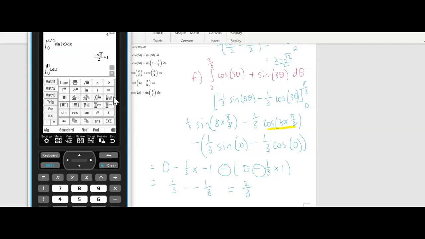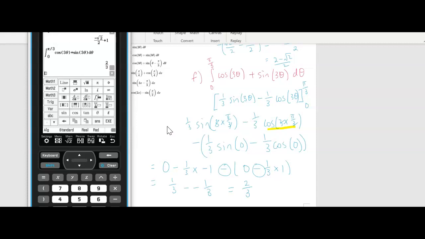So 0 to pi on 3, and we've got cos theta, plus sine 3 theta, and then we just make sure we do d theta. Now, if you want to use x, that's fine. Just make sure when you write any answer, it has theta, not x in the answer. Okay, and then we go 2/3.